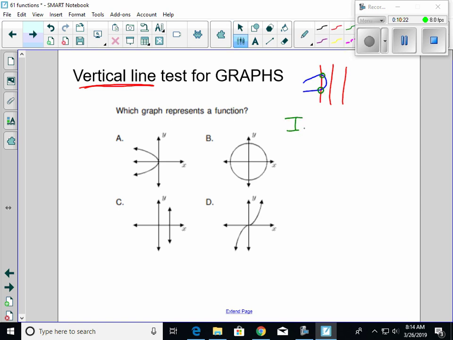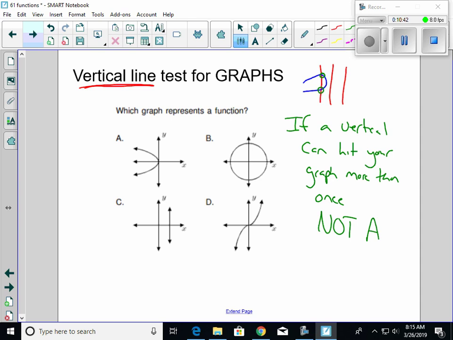Okay, so let's write that down. If a vertical line can hit your graph more than once, then it's not a function.